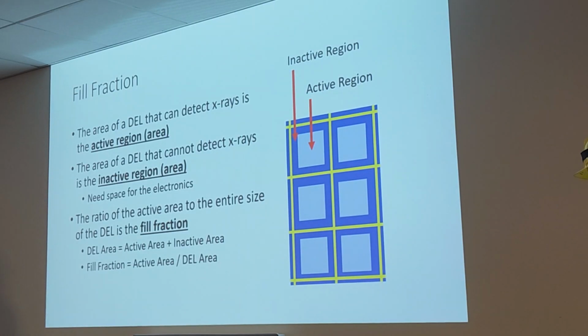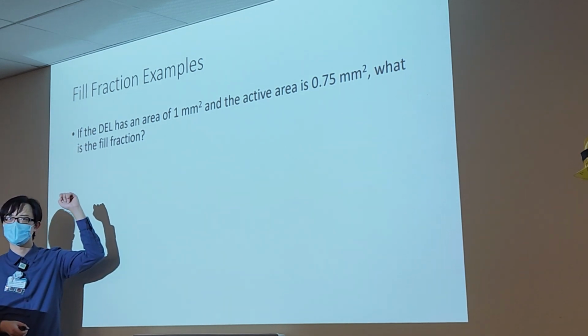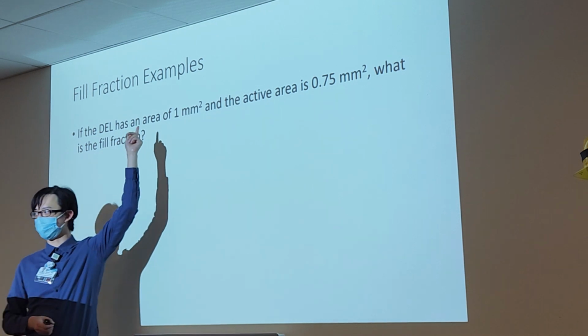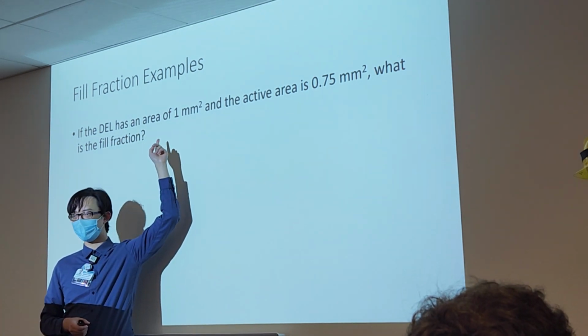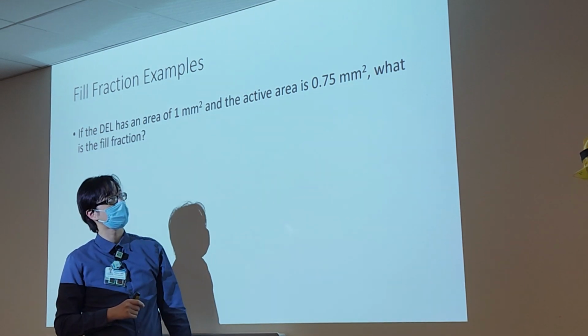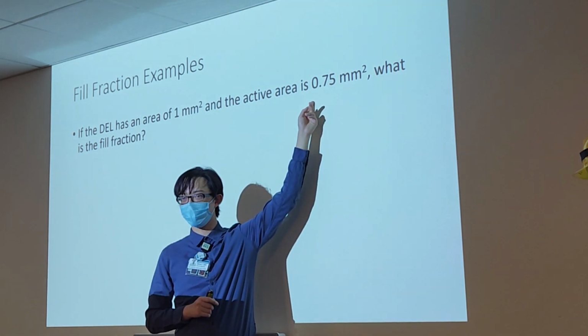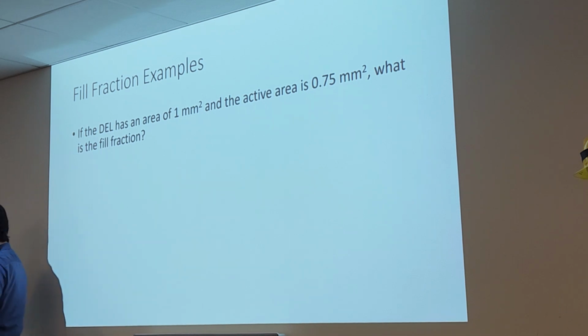I see. So, let's try one here. What is the total size of the dell here? 1 millimeter square. 1 millimeter square, right? So 1. What is the size of our active area? 0.75. So, our active area is 0.75. The whole thing is 1. What percentage is being used by the active area? 0.75 divided by 1, it's 0.75.